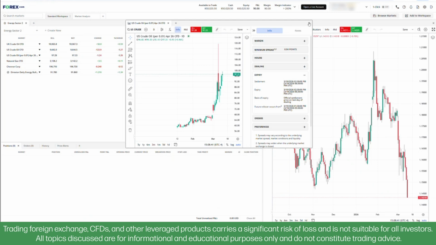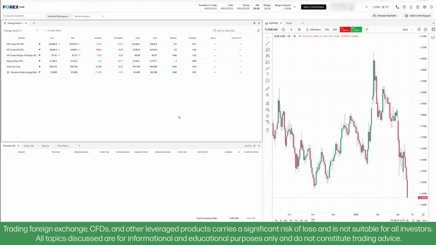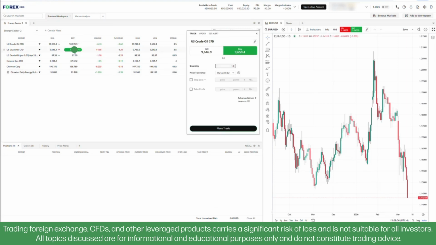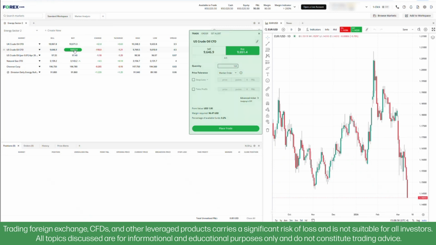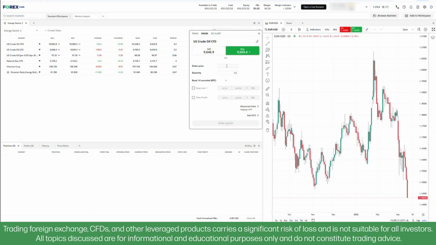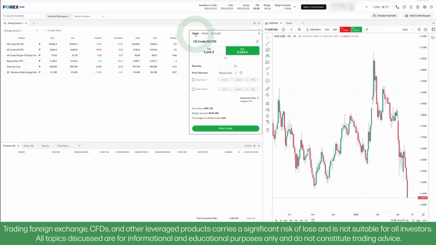All right, now that we understand the market specifications for the particular market we're interested in, let's get back to the watch list. And within the watch list, you see a sell and buy column. If we click on either or, it will pull up Forex.com's trade ticket. You have two options here. You can go ahead and place a market order to enter the position now, or you can click on order and place an order to enter the position at a future rate. I'm interested in getting into the position right now, so I'm going to go ahead and click on trade.